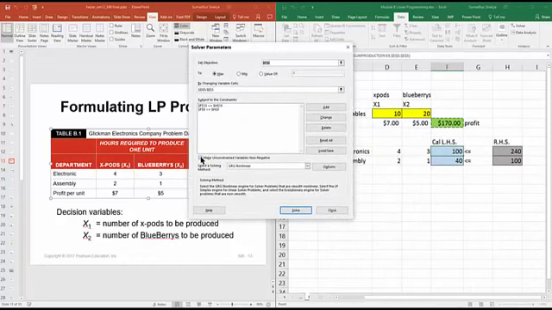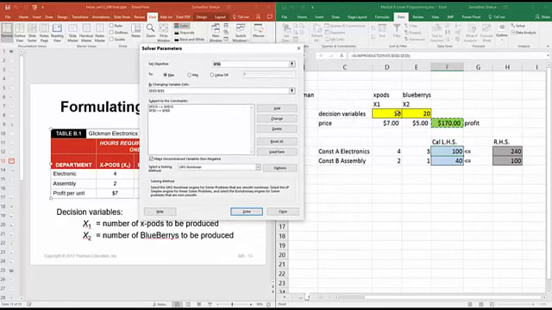At this point, we want to make sure that this variable is checked so that x1 and x2 cannot be negative. Either I make xpods or I do not, which means it'll be either a positive number or 0. But there's no such thing as making a negative number of xpods or blueberry. And choose the algorithm, that is Simplex LP, and then hit Solve.